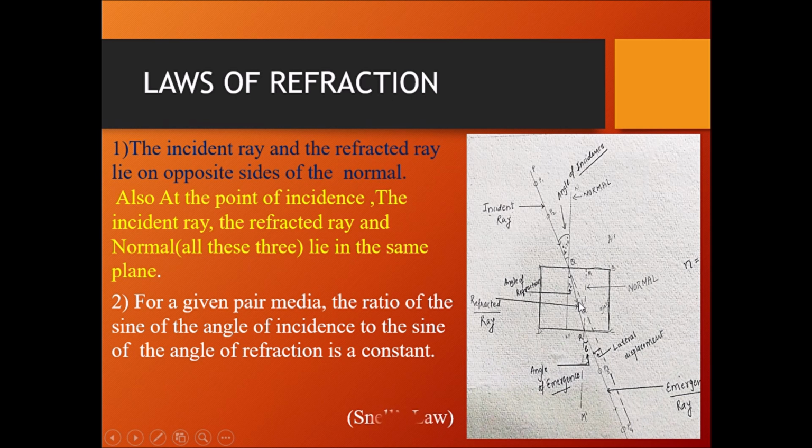It means if I divide sin i upon sin r, I get a value, and that value will remain constant all the time. It is going to be denoted by n. N means refractive index, it is the name. This ratio has been named as refractive index, and this will be constant for a given pair of media.